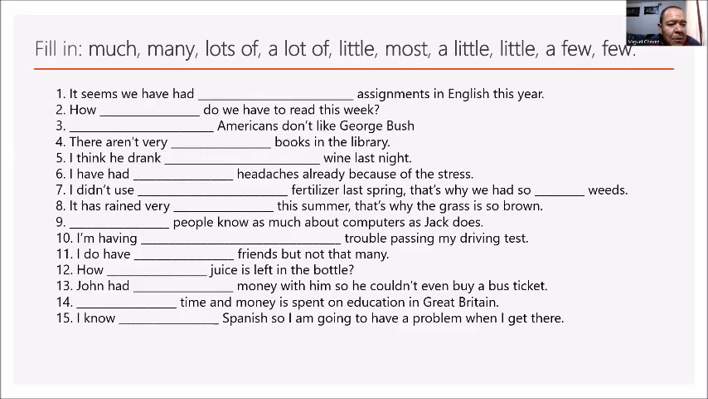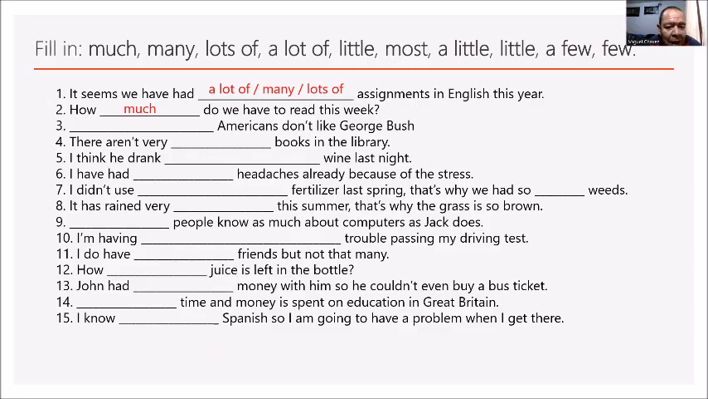Number 1, it seems we have had assignments in English this year. On this sentence, we have 3 options. A lot of, many, or lots of. It seems we have had a lot of assignments in English this year. Number 2, how do we have to read this week? How much do we have to read this week?